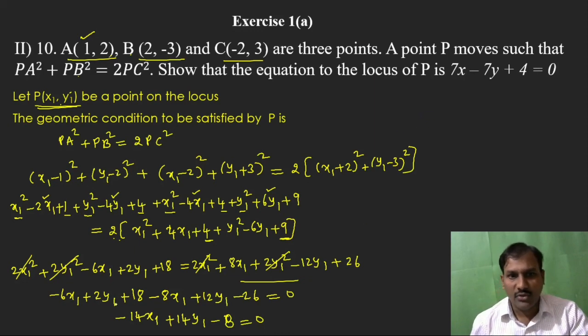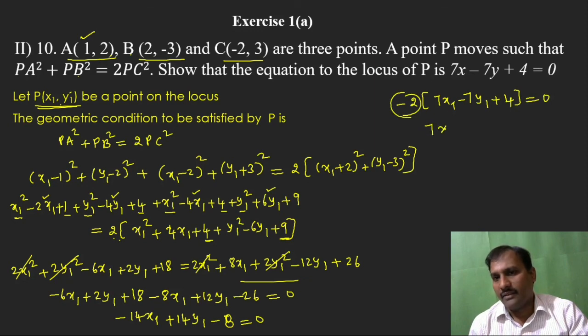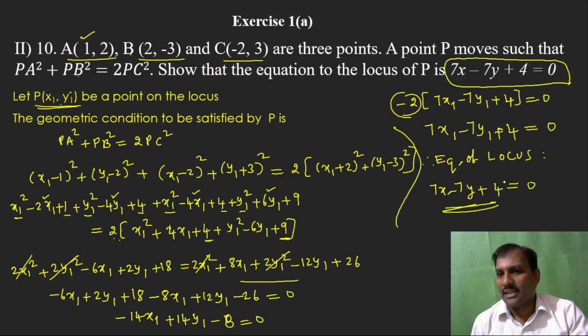Now, if you take minus 7 common here, minus 2 common here, what you will get? 7x1 minus 7y1 plus 4 equal to 0. And if you send this minus 2 to the other side, it will become 7x1 minus 7y1 plus 4 equal to 0. Now, if you replace x1 and y1 by x comma y, you will get the equation of locus. That is 7x minus 7y plus 4 equal to 0. Hence, proved. This is what we have to show. The equation of the locus is 7x minus 7y plus 4 equal to 0.